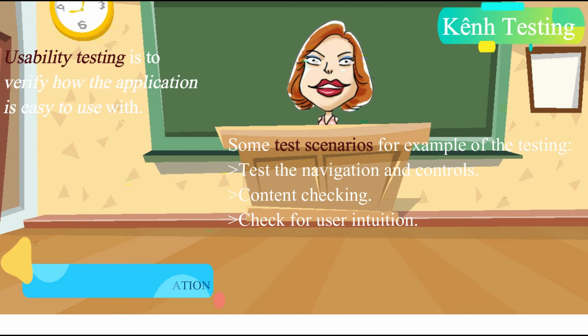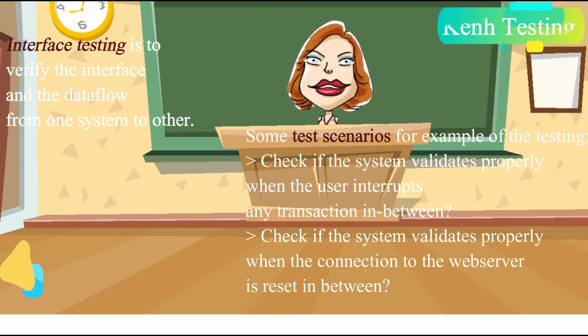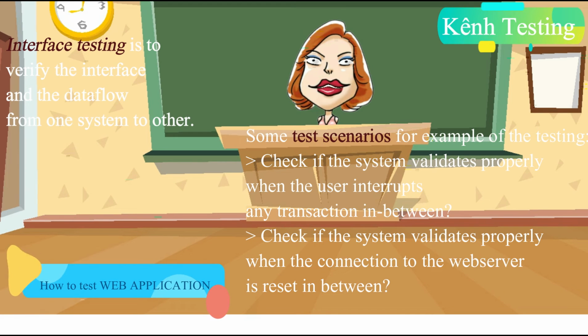Test the navigation and controls. Content checking. Check for user intuition. Third, interface testing, to verify the interface and the data flow from one system to another. For example, check what happens if the user interrupts any transaction in between. Check what happens if the connection to the web server is reset in between.